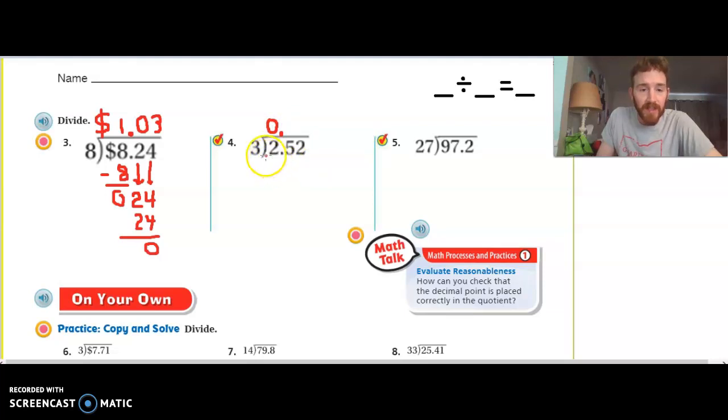Then we can look at it as how many times will 3 go into 25? And again, just kind of reviewing our multiplication facts, we know that it'll go in 8 times. Can get me close. And that would be 24. So then we'll subtract.